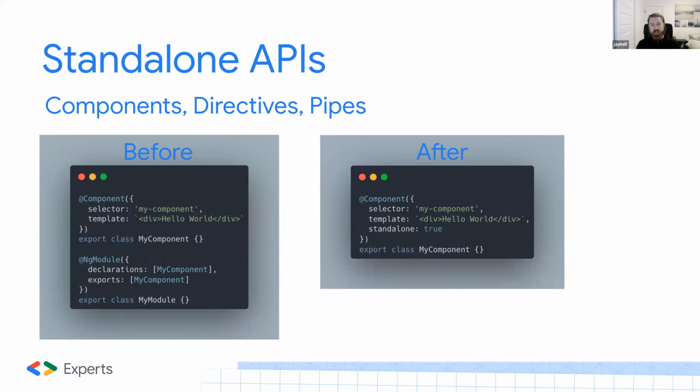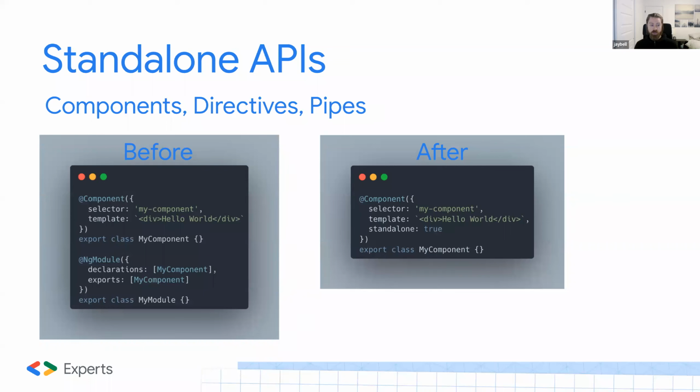So with the standalone APIs, what the Angular team actually allowed us to do was get rid of the ng module entirely. Internally, they kind of combine the two. It doesn't work exactly like that, but the way you can think about it is now the component acts as both. So you can see the code on the left. We've defined our component with a selector and a template. And then we've defined our ng module. Now, if we would want to use my component somewhere, we would have to import my module to be able to have access to my component.